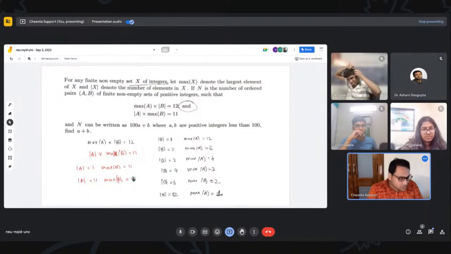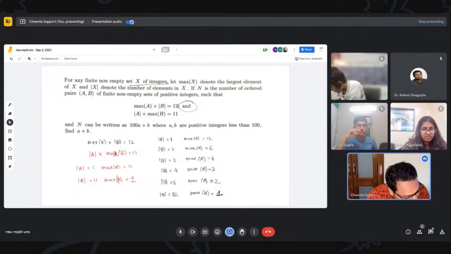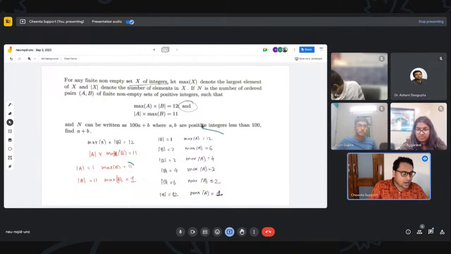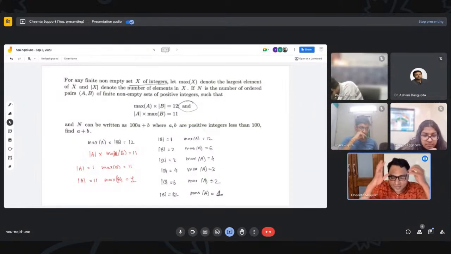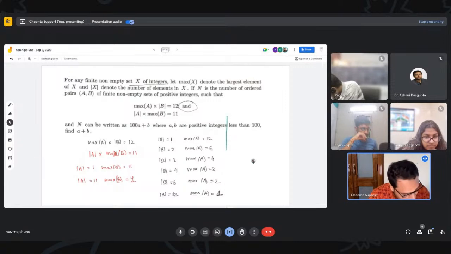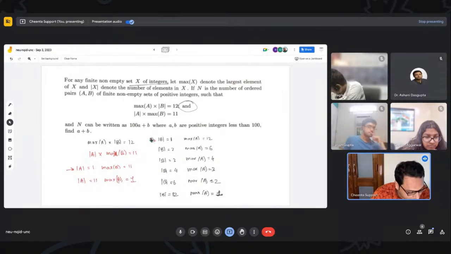Okay, so we want both of these situations to simultaneously satisfy. So there are 12 such subcases. So maybe I can write each of them and check. Basically, let's look at the first case: min A equals 1, max B equals 11, min B equals 1, max A equals 12.